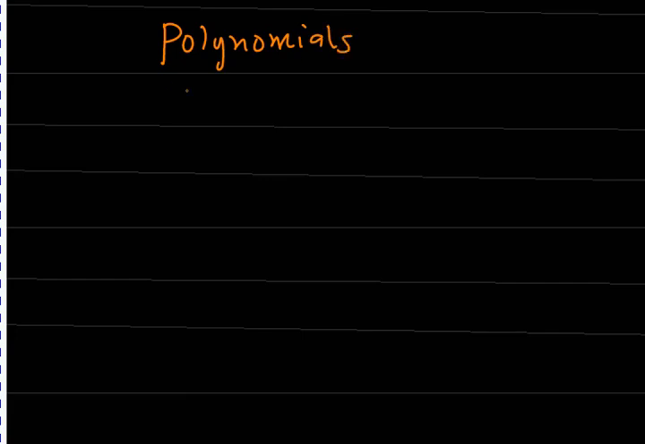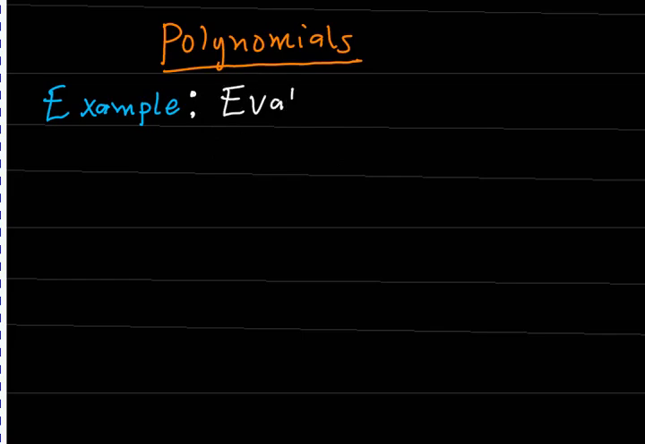Now, of course, you know what a polynomial is. I'm going to illustrate this with an example. So this is just very simple. If you are being given a polynomial, just integrate the different terms of the polynomial, and you're good to go. Evaluate the following.